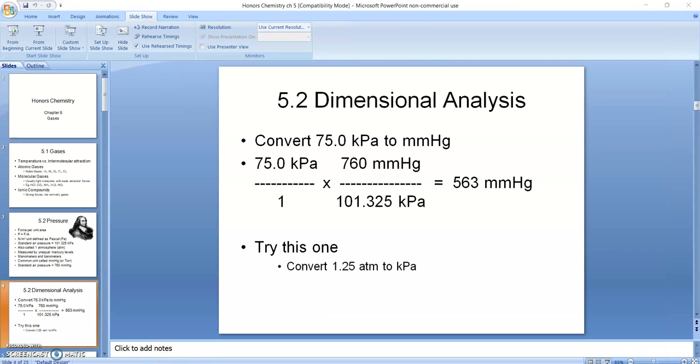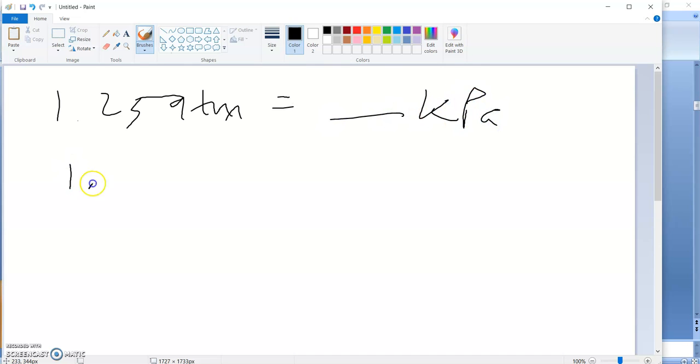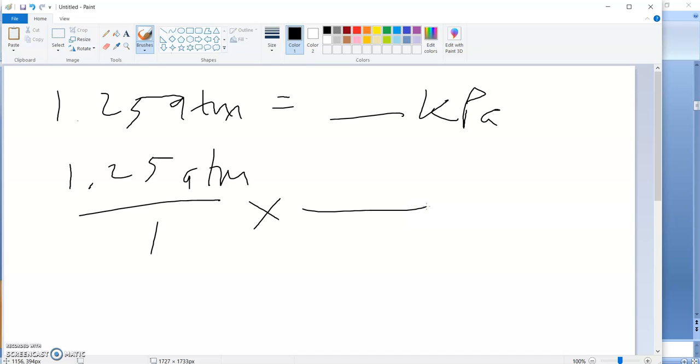1.25 atmospheres, we're going to go to kilopascals. So 1.25 atmospheres equals how many kilopascals? So 1.25 atmospheres over 1 times, all right, so we're going to put atmospheres on the bottom. That's what we're trying to get rid of. We're going to put kilopascals on top. That's what we're trying to find. Now, what numbers go in there?